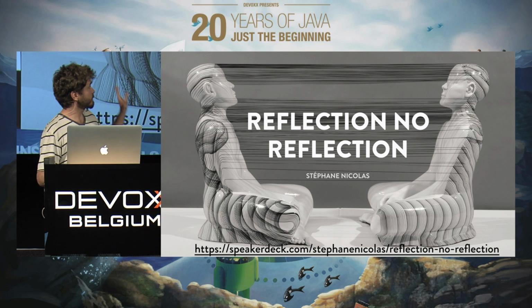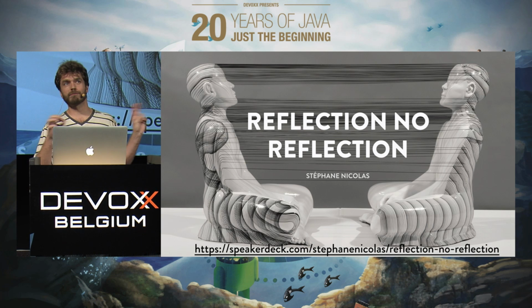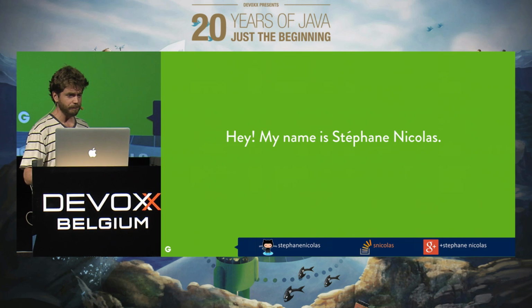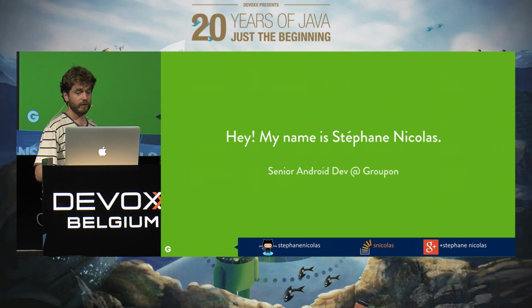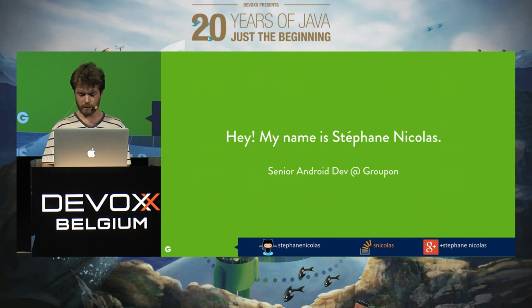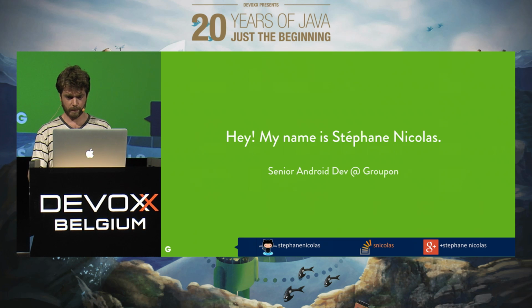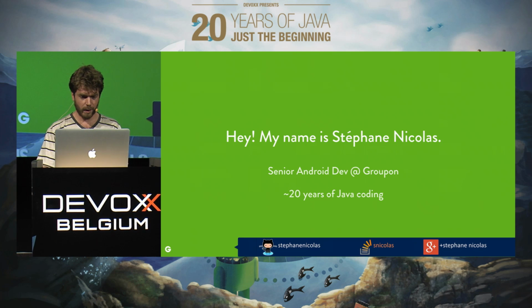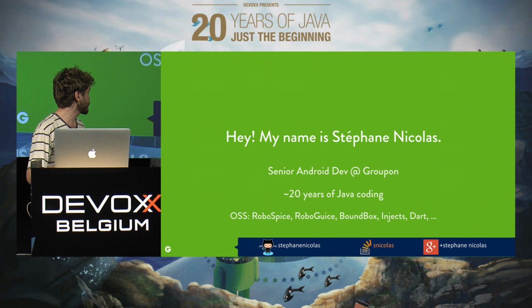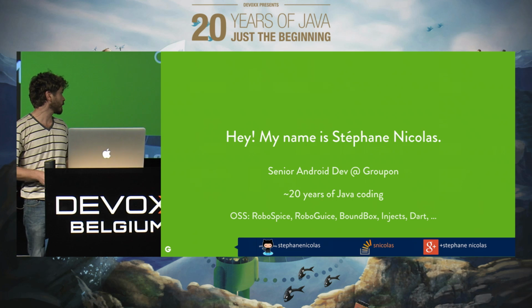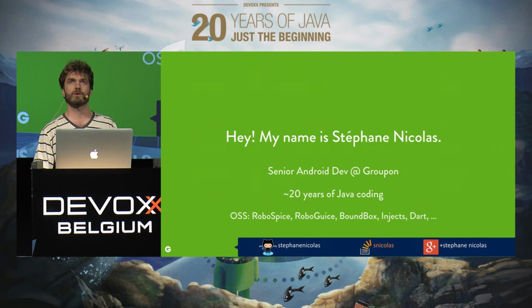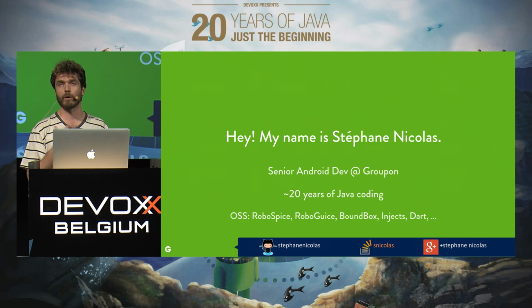So we are going to present a few researches that we've been doing at Groupon. My name is Stéphane Nicolas. I'm a senior Android developer at Groupon now, working in the Android team. I got around 20 years of Java coding experience. And I also participate in a couple of open source softwares like ROBOGUICE, Boundbox, Injects. Most of them are related to Android, but not all. Some are more pure Java stuff.